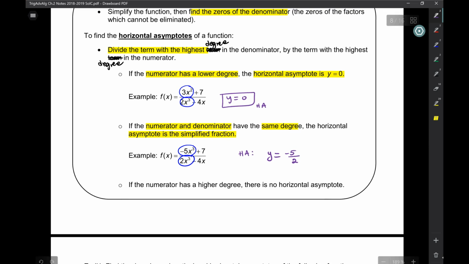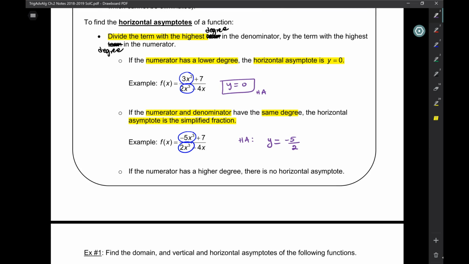What about the plus 7? You ignore it. Okay. Then the next possibility is if the numerator has a higher degree, that's even simpler. There's no horizontal asymptote. That's it. Simple. Done. So what do we write for that one? You say no horizontal asymptote, or none.